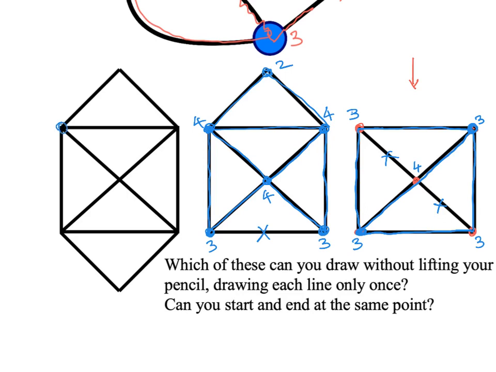How about this one? This graph, interestingly, has an even degree for every vertex. So this vertex has a degree of 4, this has a degree of 4, this has a degree of 4, 4, 4 and 2. So the degree of every vertex in this graph is even. Does that mean that there is an Eulerian cycle in it?